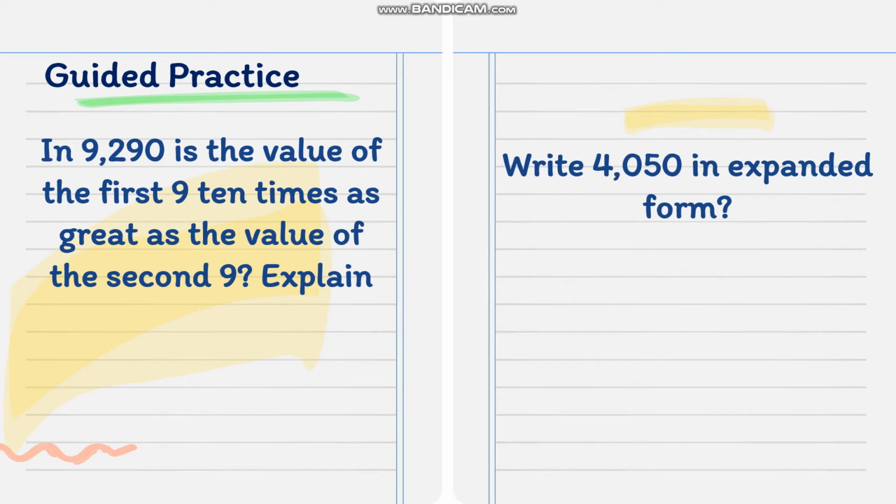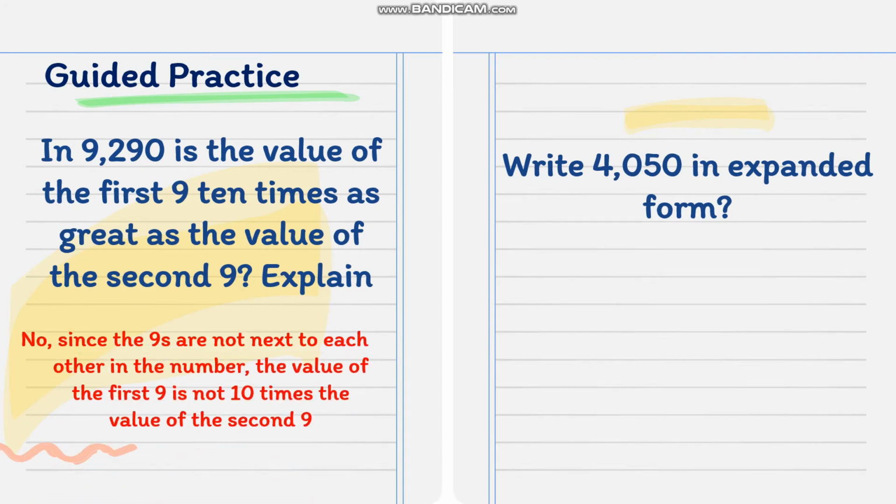Next, in 9,290, is the value of the first 9 10 times as great as the value of the second 9? The answer is no, since the 9s are not next to each other in the number, and the value of the first 9 is not 10 times the value of the second 9.